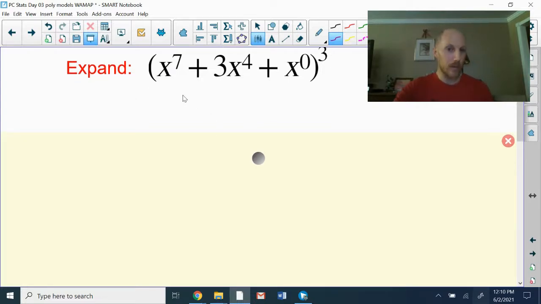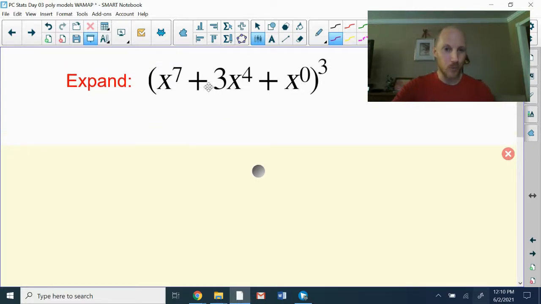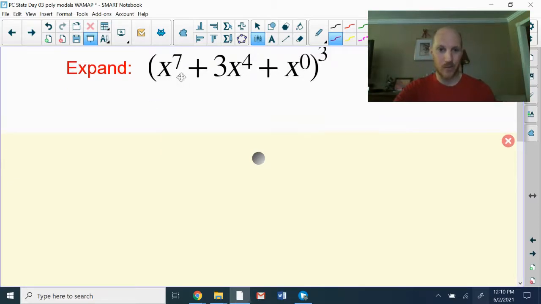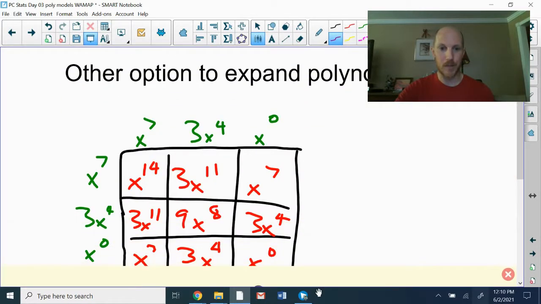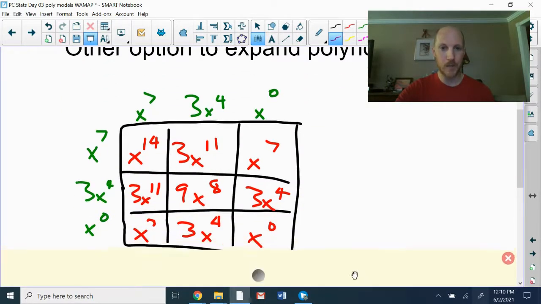So if our polynomial were x to the power 7 plus 3 x to the power 4 plus x to the power 0, that thing raised to the power of 3, then we would need to take this base expression and multiply it by itself. So we could use a multiplication box. And that's once, twice. So this multiplication box gives me that expression to the power of 2.